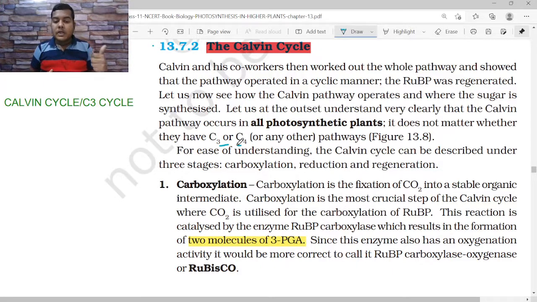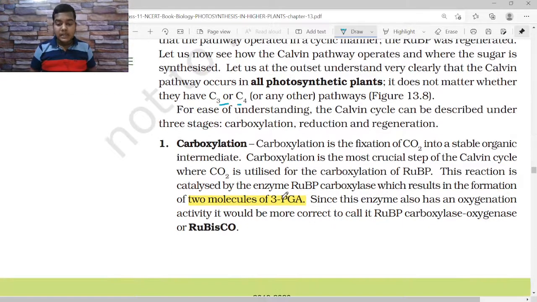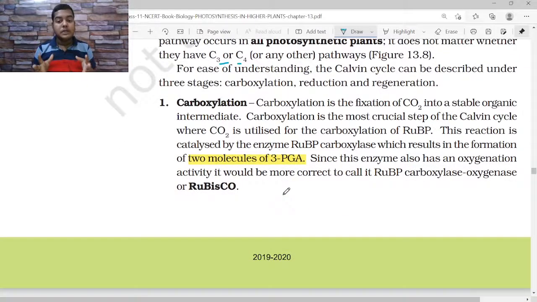ठीक है, तो carboxylation में something has to do with CO2. The reduction, something will be reduced to a certain product, and regeneration में what will happen, your enzyme आपको वापस मिल जाएगा और जिस substrate से आपने start किया था, you'll get that for the continuation of the Kelvin cycle. Now this carboxylation is the fixation of CO2 into a stable organic intermediate. Whatever atmospheric CO2 is available will be utilized in the carboxylation step. The carboxylation is nothing but the fixation of the CO2.